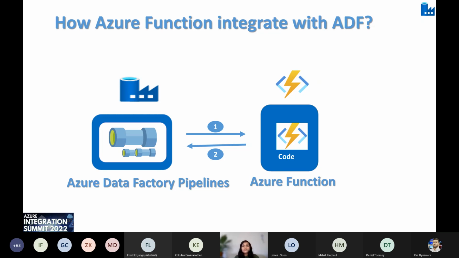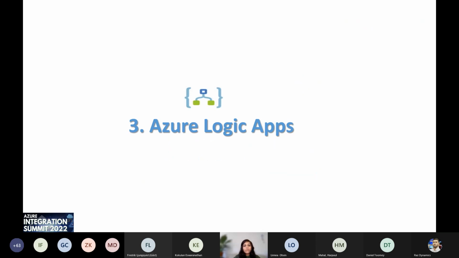Or for example, at the moment Azure Data Factory does not support dynamically calling child pipelines. For that, you can use an Azure Function to execute Azure Data Factory, and that way you can dynamically call your Azure Data Factory pipelines very easily. I have used Azure Function for two different reasons, which I will show you later on. So now let's move into the third topic, which is Azure Logic Apps.